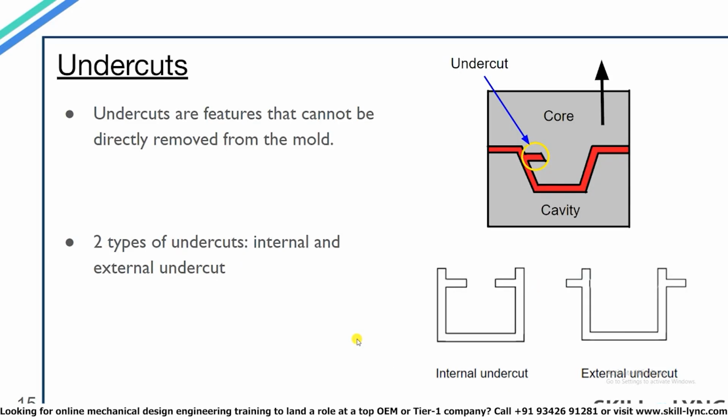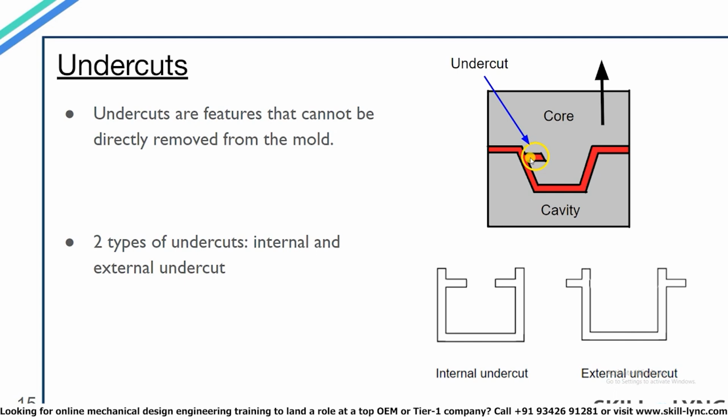Now this would be a good time to explain the concept of undercuts in molding. Undercuts are those features in a part due to which the part cannot be directly ejected from the mold. If you see this figure on the right, you can see the top part is the core and the bottom part is the cavity. Once the material solidifies, you will notice that it is not possible to eject the part from the core due to this highlighted section. This feature is called the undercut.